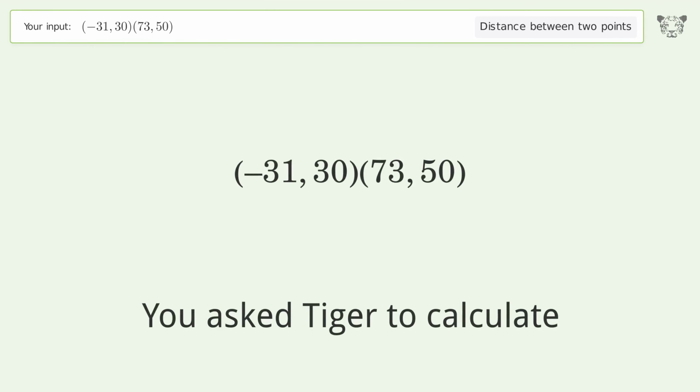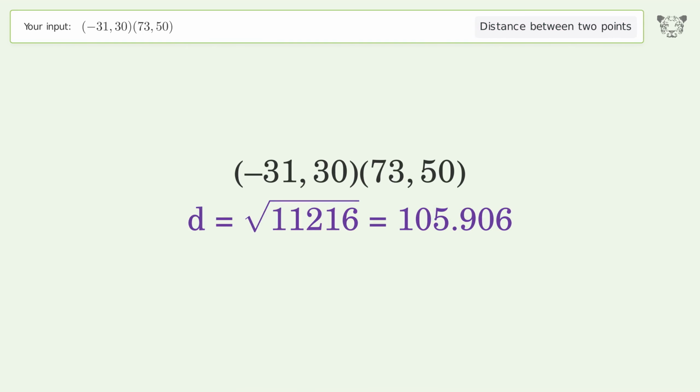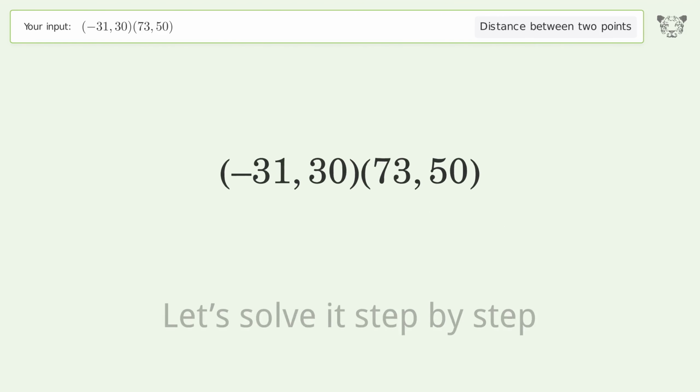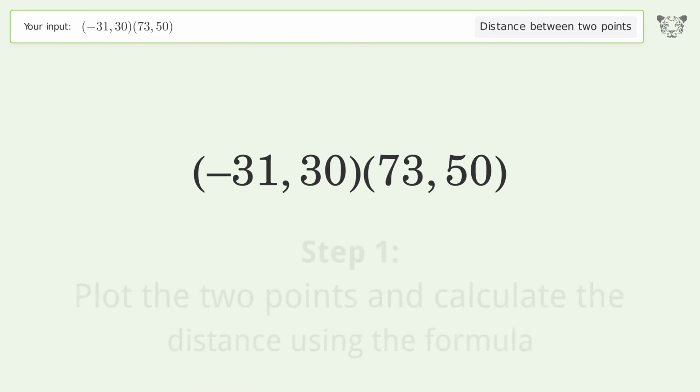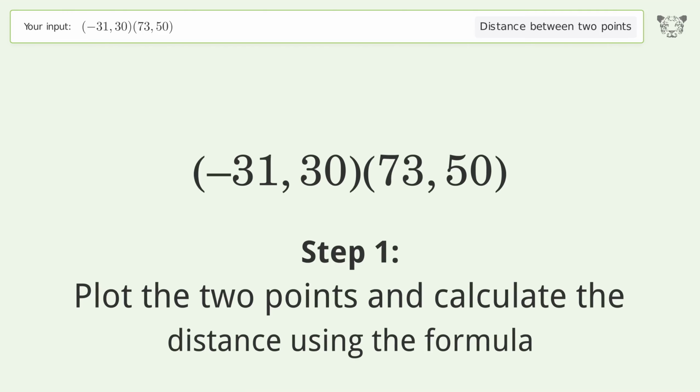You ask Tiger to calculate. This deals with the distance between 2 points. The distance between the 2 points is the square root of 11,216, or 105.906. Let's solve it step by step. Plot the 2 points and calculate the distance using the formula.